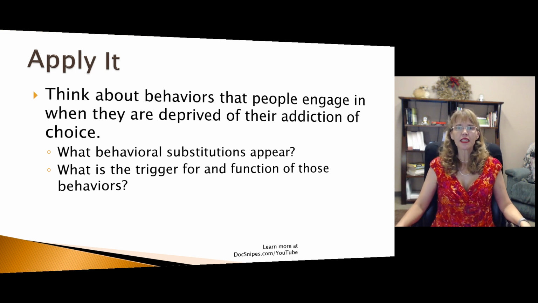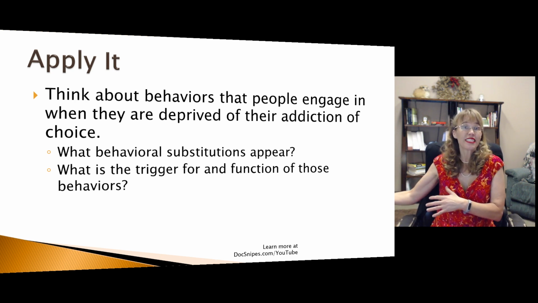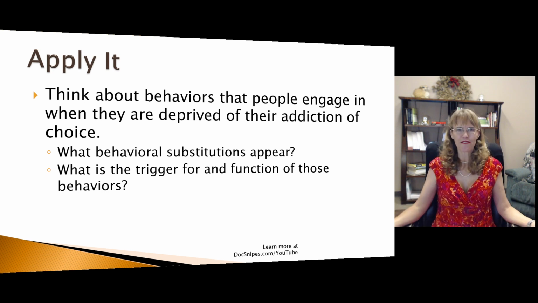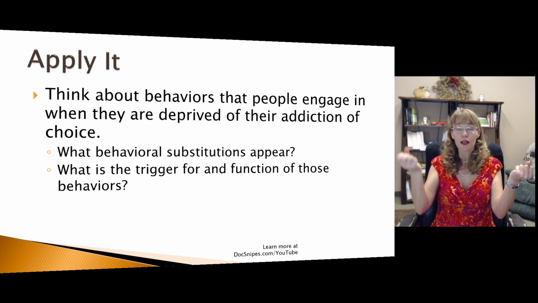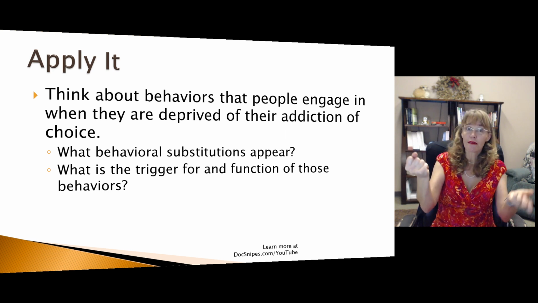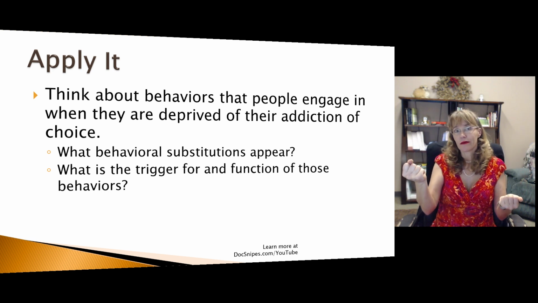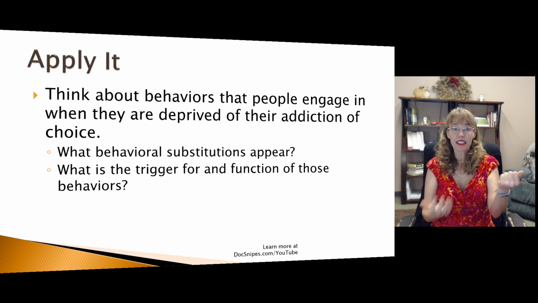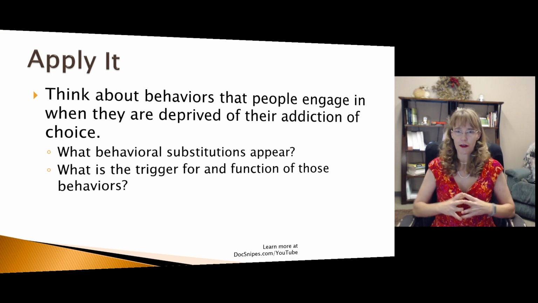Think about behaviors that people engage in when they're deprived of their addiction of choice. What behavioral substitutions appear? So if someone is deprived of their addiction of choice, what do they do instead? One of the ones that's been studied a lot in the research, interestingly enough, is the correlation between alcoholism and eating disorders. And when a person can't engage in the eating disorder, oftentimes we see a turn to using substances. When they can't access the substances, they may revert to the eating disordered behavior.